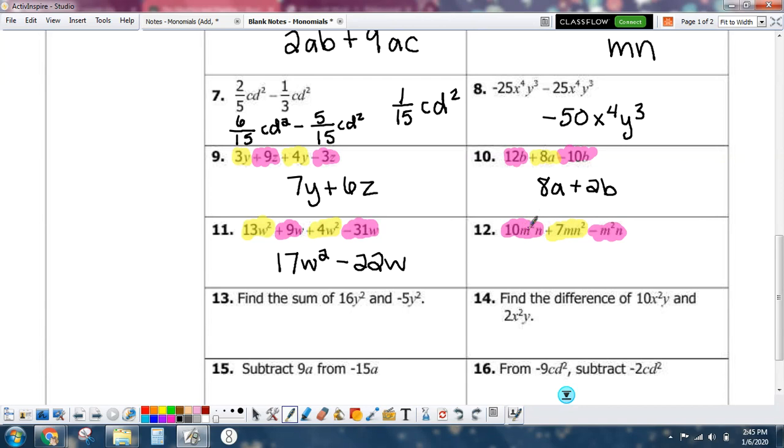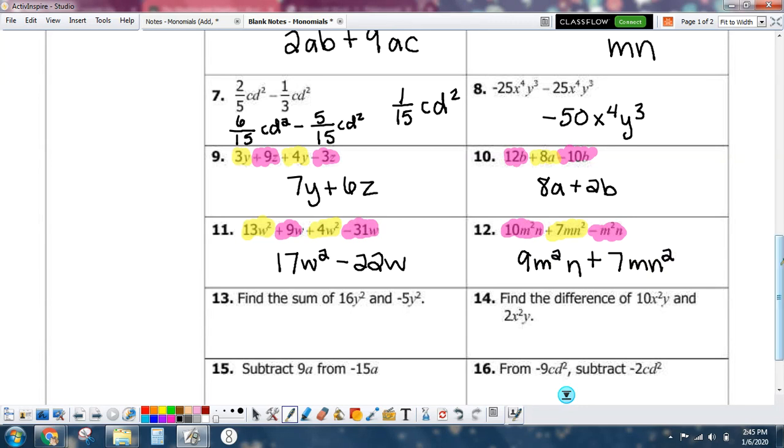Since m alphabetically is first, and m has the higher exponent, I'm going to do the m squared n's first when I write them. So 10 minus 1, that's 9, m squared n, and then I can just go ahead and bring down my 7 mn squared.